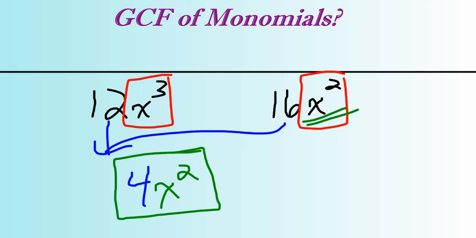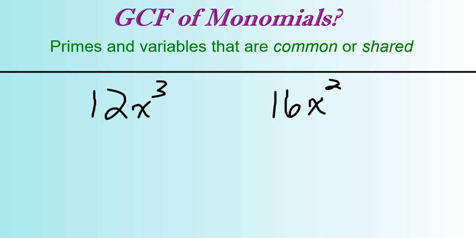And so our GCF really is just the greatest common factor of the numbers, as well as all of the primes that are common between the two of them. And so that process is exactly the same as it was with regular integers. We've just added variables to it.